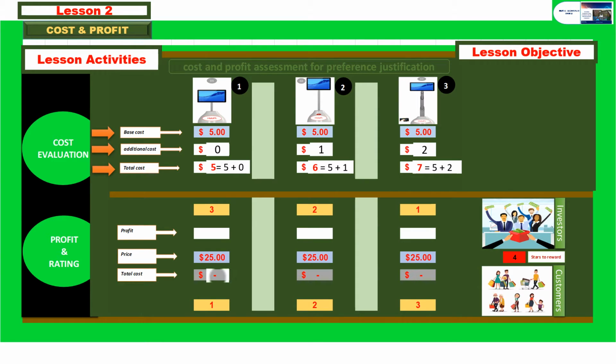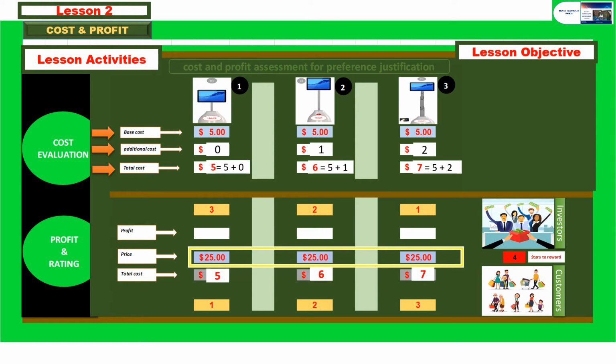Now that we have computed the costs, $5 for the lower version, $6 for the middle version, $7 for the highest version, let's compute profits, where we have to keep in mind that the price stays the same for those three versions. In this instance, let's pick $25.